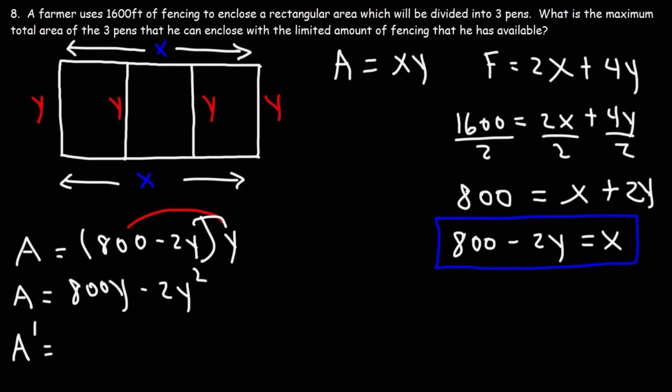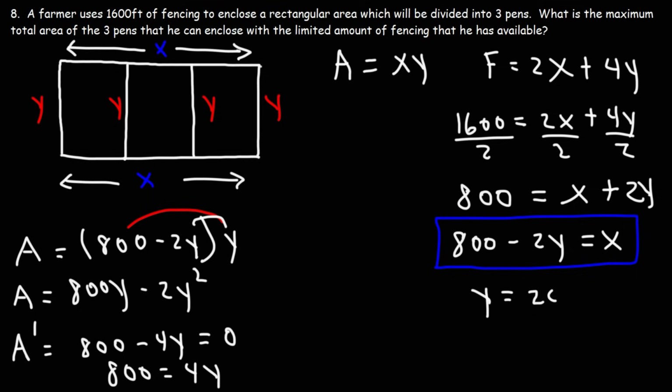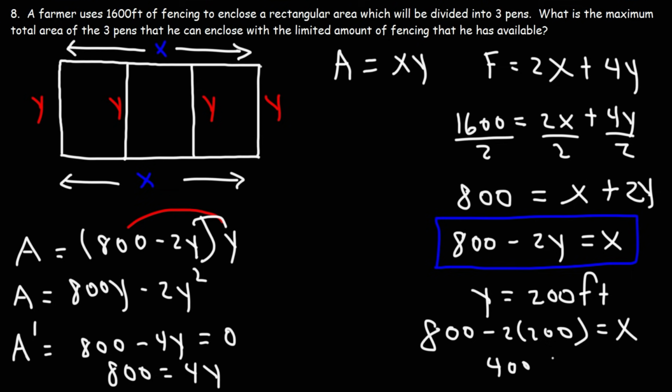So now let's find the first derivative. The derivative of 800y is just 800. And for negative 2y squared, it's negative 4y. And we'll set that equal to 0. Add in 4y to both sides, we get 800 is equal to 4y. And divide both sides by 4, 800 divided by 4 is 200. So y is 200 feet. Now once we have the value for y, we can plug it into this equation to get x. So 800 minus 2 times 200, that's going to be equal to x. So that's 800 minus 400, which is 400 feet.